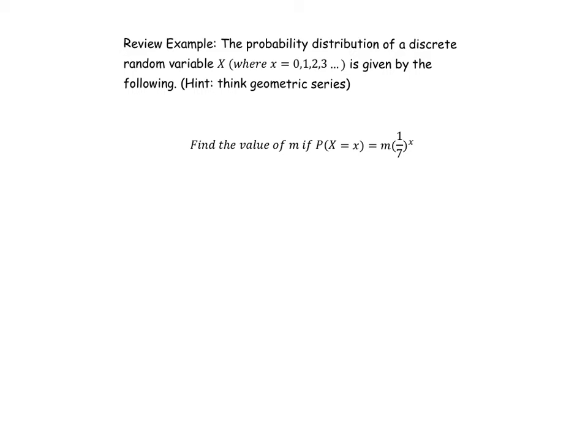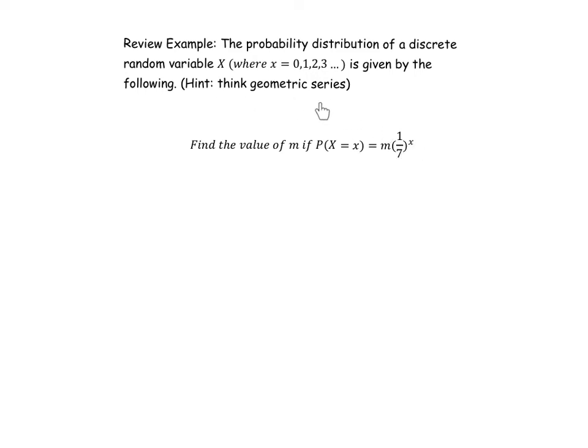Of course, the discrete random variable has discrete, distinct outcomes, right? So for example, here, our possible outcomes are 0, 1, 2, 3, all the way up to, looks like, infinity. So if the probability distribution of a discrete random variable x, where x is known to be 0, 1, 2, 3, all the way up to infinity, or as high as we want it to be, is given by the following. Okay, we want to find the value of m if the probability that x equals any individual x is m times 1/7 to the x.